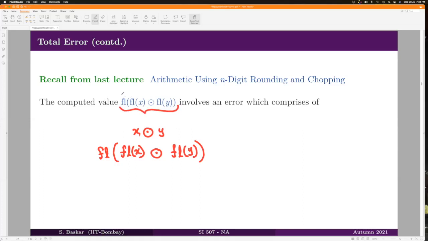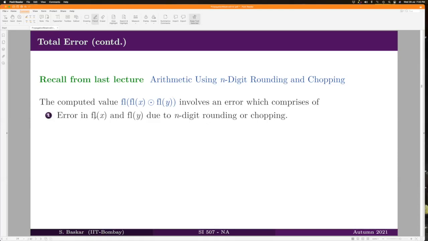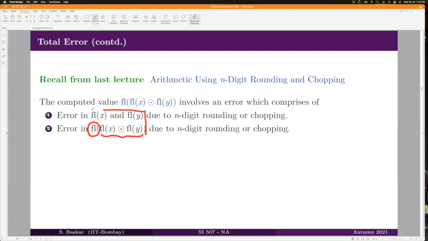The computed value is therefore this, and what we wanted to compute is actually this, right? And therefore, this computed value involves an error which includes the floating point approximation of your original variables, x and y, due to the n-digit rounding or chopping. And the next level of approximation is once you compute this value, then you do one more rounding or chopping of the final answer. So you have two levels of approximation that happened in this arithmetic operation, right?